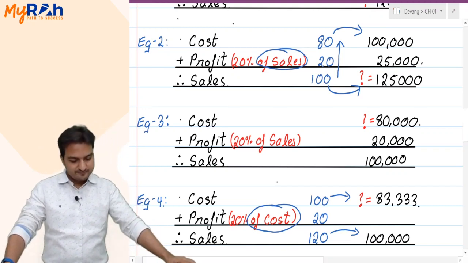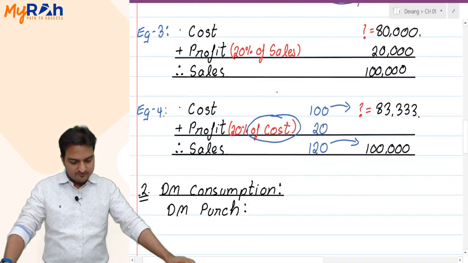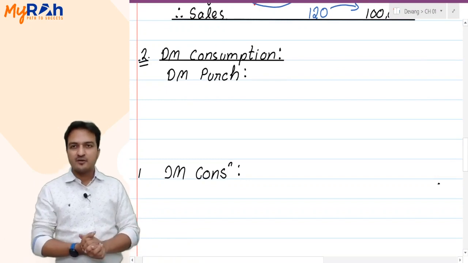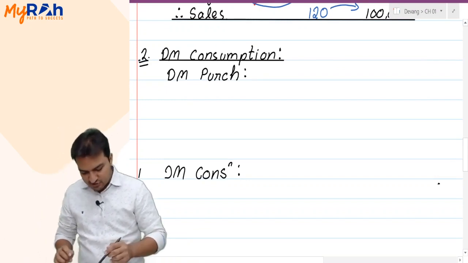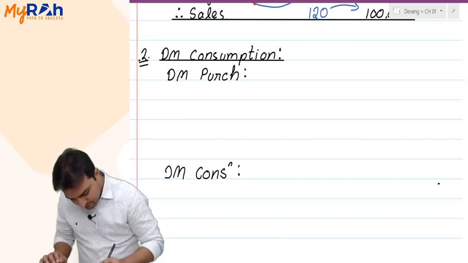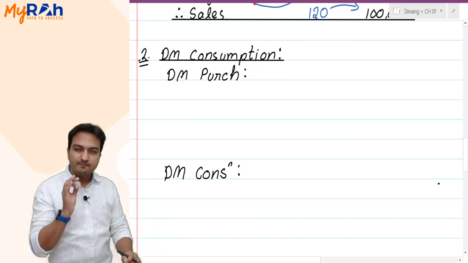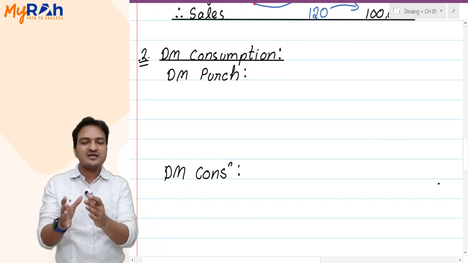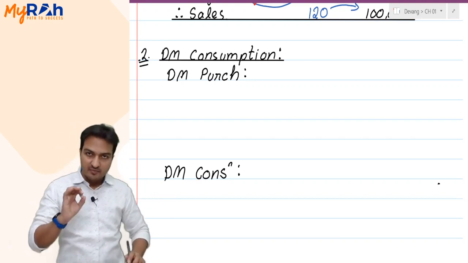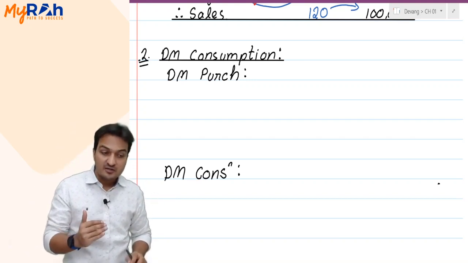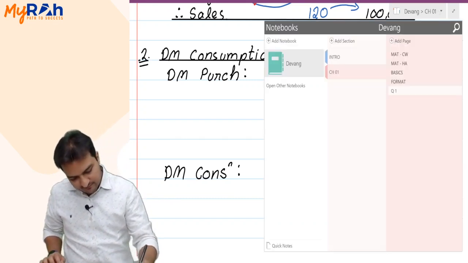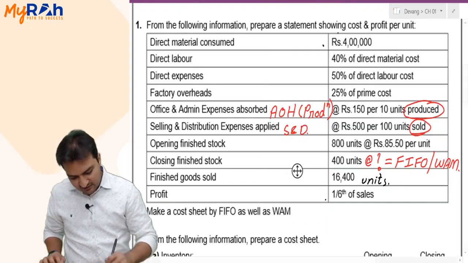We'll go on. Now, my note number 2 is regarding two terms that I discuss here. Two terms: direct material purchase versus direct material consumption. What does that mean? The word purchase means the materials that I buy, while the word consumption means the materials that I use. Consume means use.